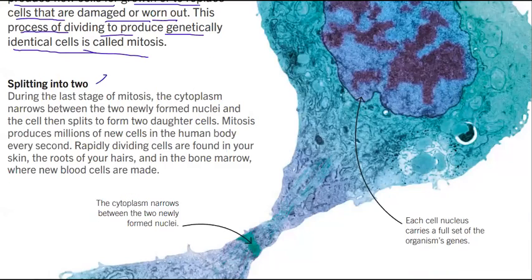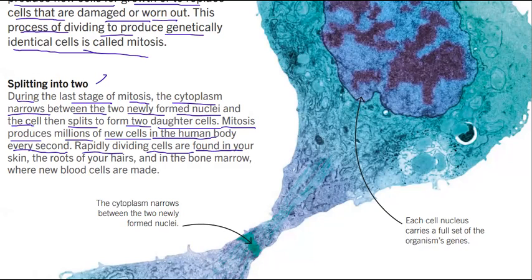Splitting into two. During the last stage of mitosis, the cytoplasm narrows between the two newly formed nuclei and the cell then splits to form two daughter cells. Mitosis produces millions of new cells in the human body every second. Rapidly dividing cells are found in your skin, the roots of your hairs, and the bone marrow where new blood cells are made.